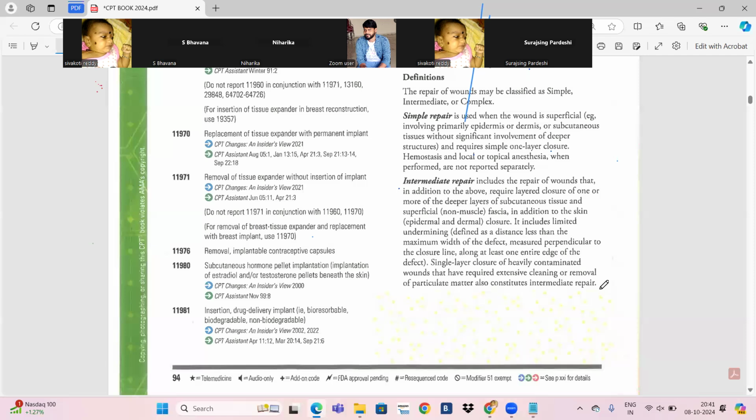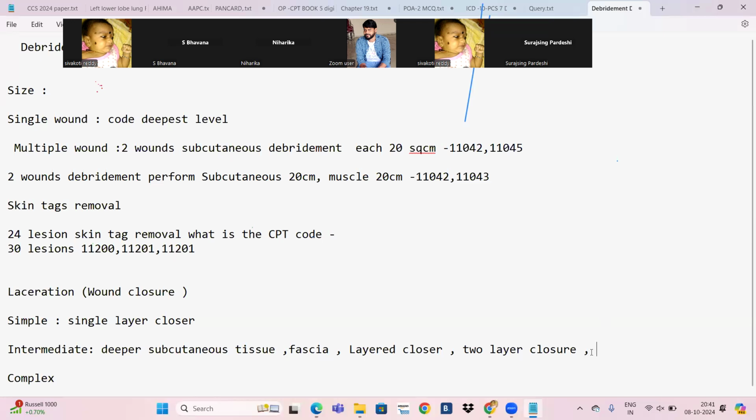If you see these words, heavily contaminated or extensive cleaning, in the document, even if they did single layer closure, you need to code as intermediate. Then if they remove any particulate matter, meaning foreign bodies like glass particles, anything on the wound, they remove that, all of it comes under intermediate repair. Clear?